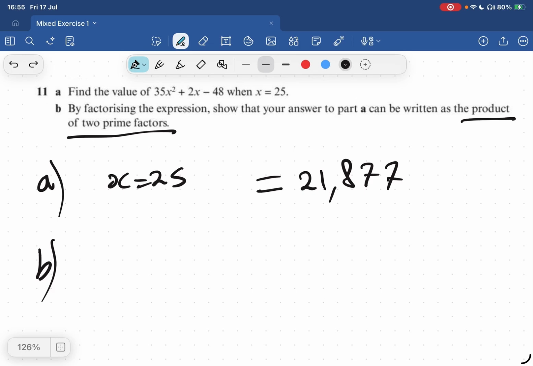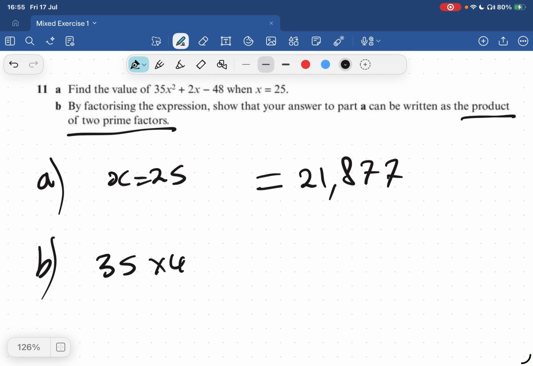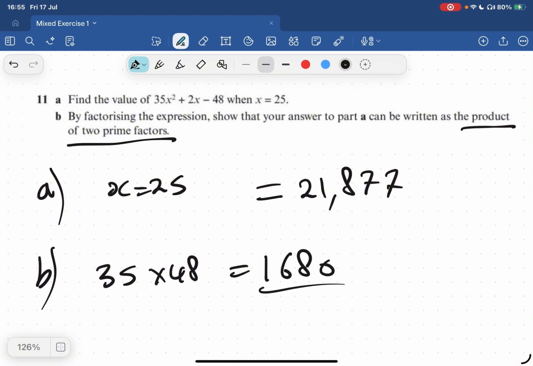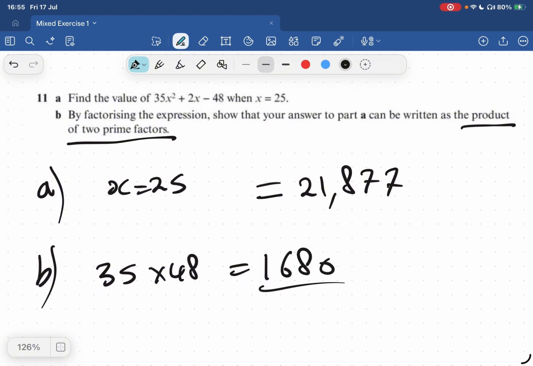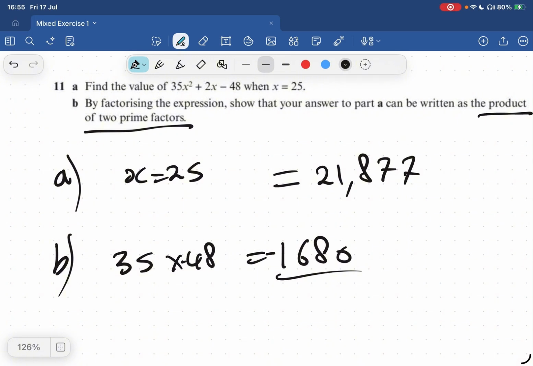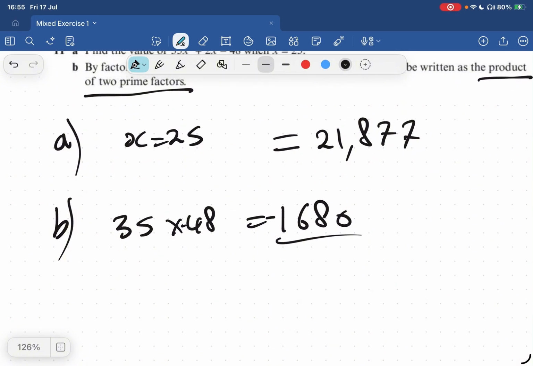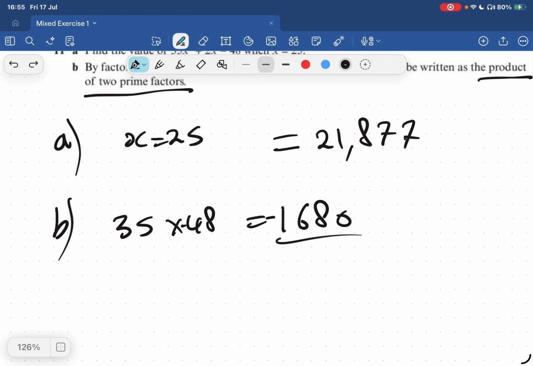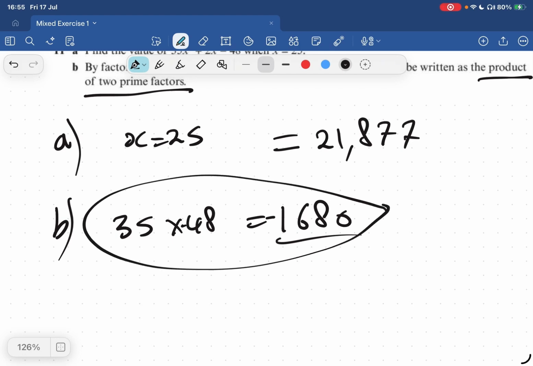As we usually do, we do 35 times 48, and that is 1,680. So we need to find two numbers that multiply together to equal negative 1,680 and add together to equal positive 2. Now this is quite a tricky concept to think about. You need to be smart when you do this.